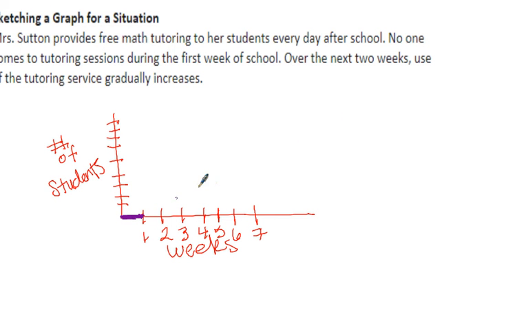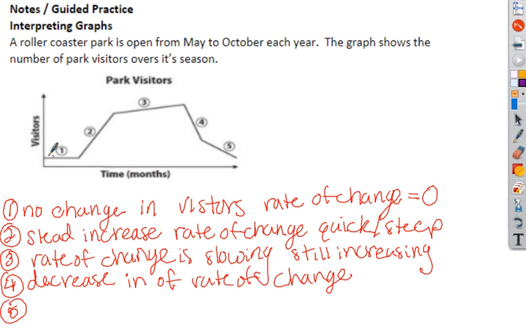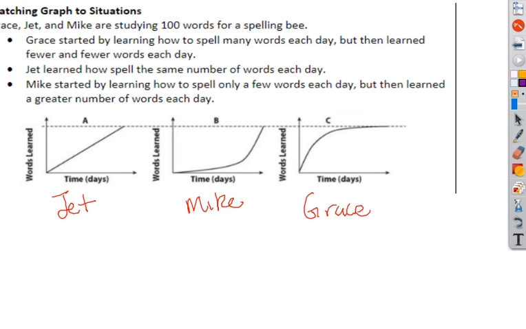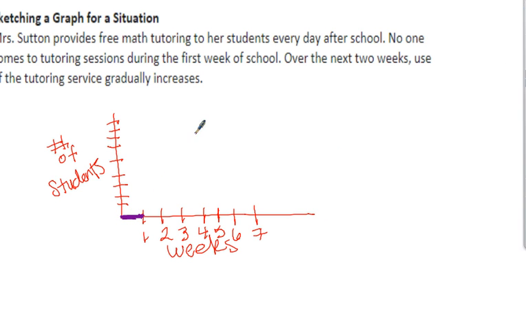Okay, so remember from our very first example, this section being flat meant there was no change, meaning our rate of change was 0. If no one shows up, then we're not increasing or decreasing. So that's why it's going to start here. Then it says that after the first week, over the next 2 weeks, the use of the tutoring service gradually increases. So from here on, it's going to go up.